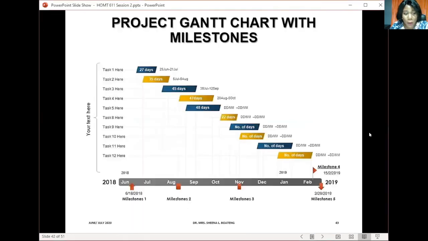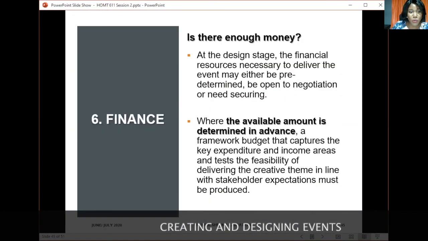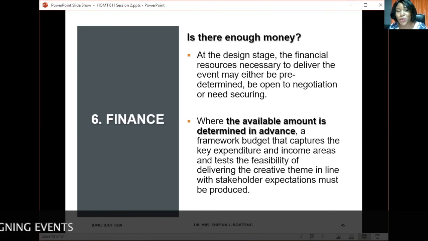So now we are going to talk about the finances proper, now that we have discussed stakeholder review and logistics. Under the finances proper, we are asking the simple question: is there enough money for what we want to do? At the design stage, people come up with a lot of lofty ideas.